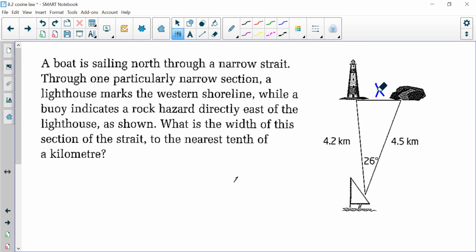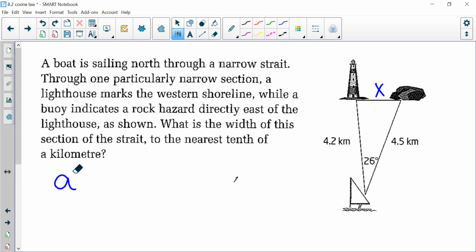No. No, so this is not SOHCAHTOA. Do I have a loop of information? No. No, so it is not sine law. So I'm literally left with one option, cosine law. Am I solving for a side or am I solving for an angle? Side. Good. So I'm going to use my side formula.